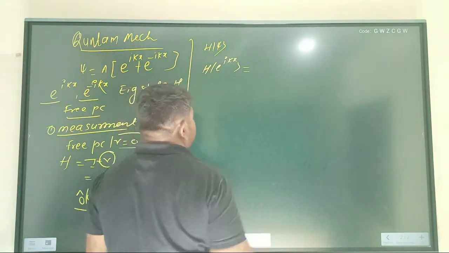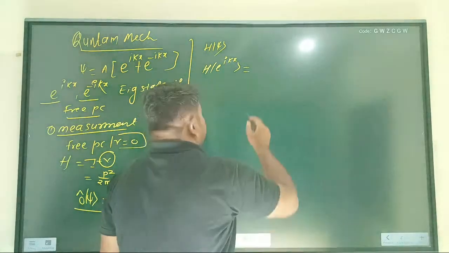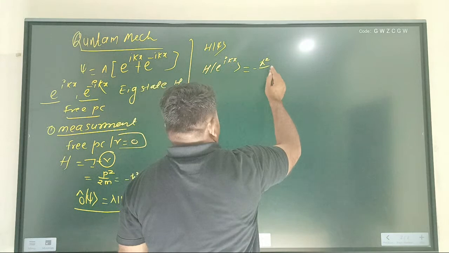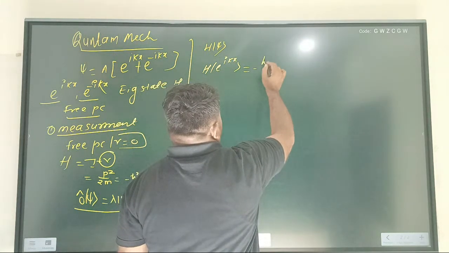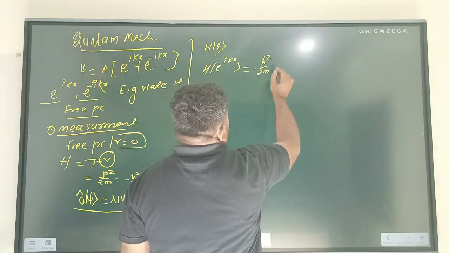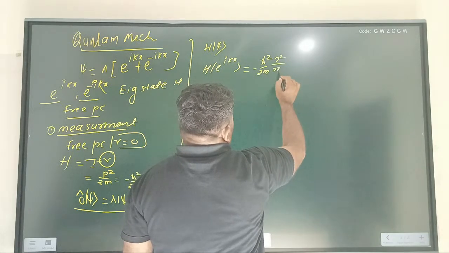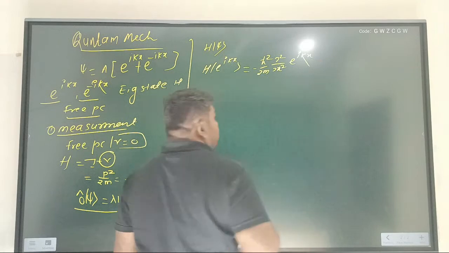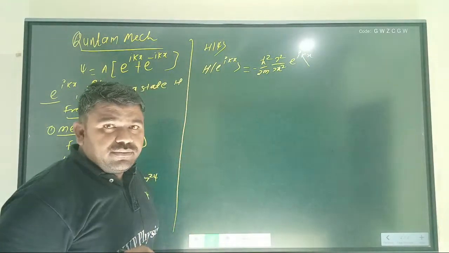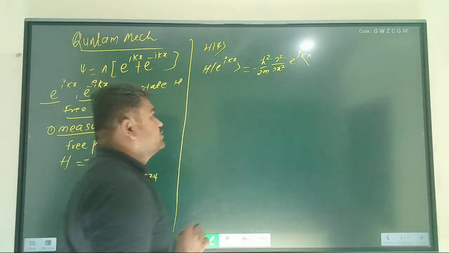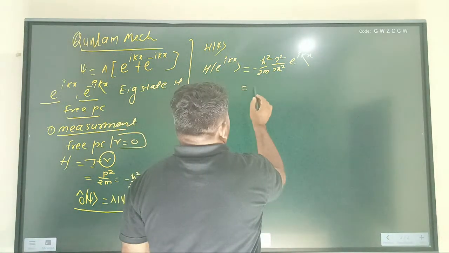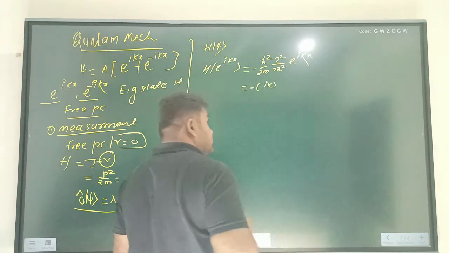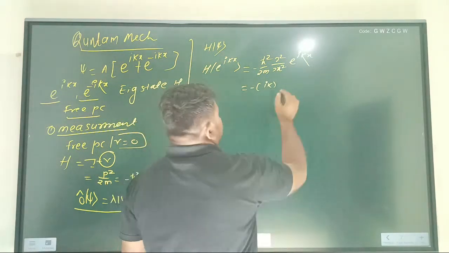Then H operates on the first one, e to the power ikx. What is the measurement? This is nothing but minus h cross square upon 2m into double derivative with respect to x square of e to the power ikx. Okay. What is the first derivative? The first derivative is ik. What is the second derivative? The second derivative is again ik.